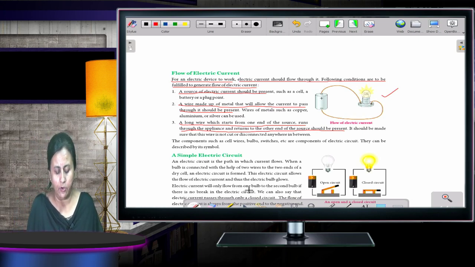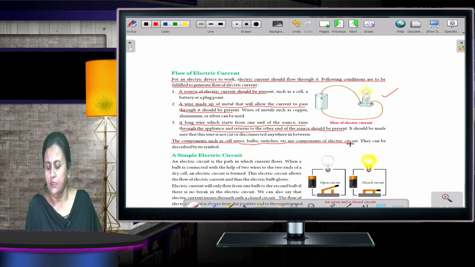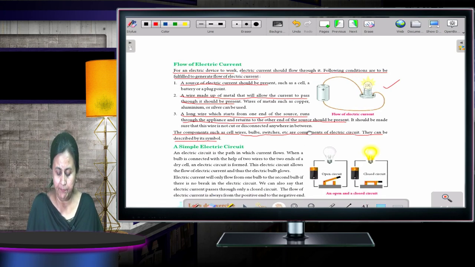Okay. Now, the components such as cell, wires, bulbs, switches, etc. are components of an electric circuit. They can be described by their symbols. Now, the first one is a simple electric circuit. Okay.